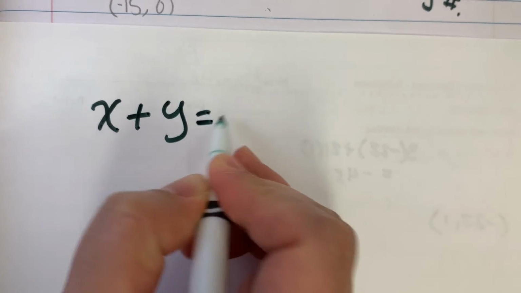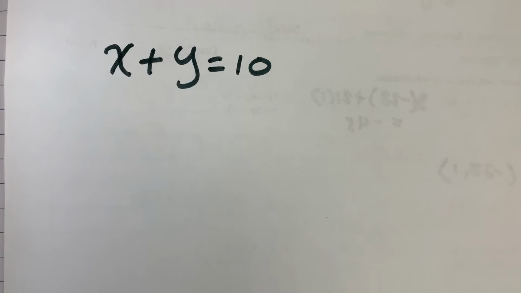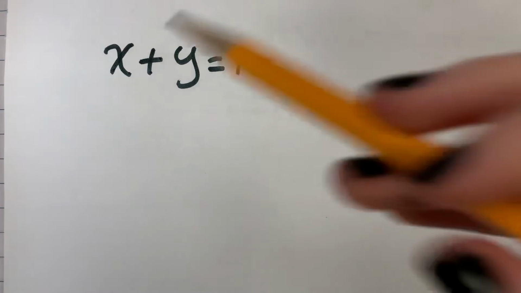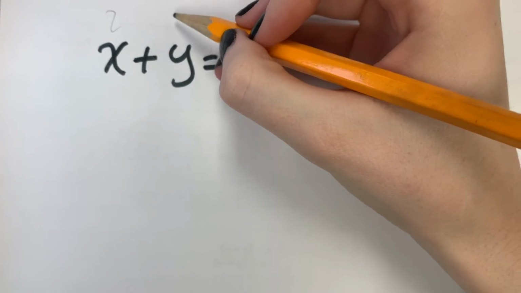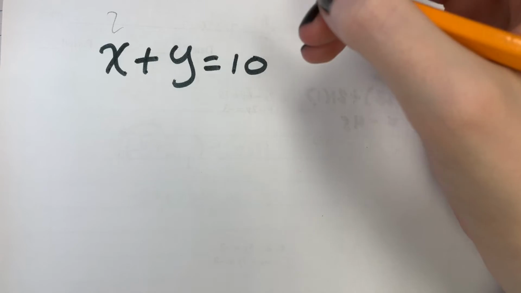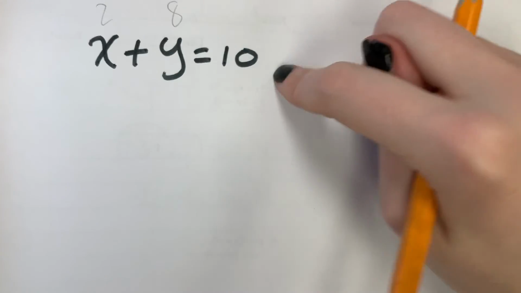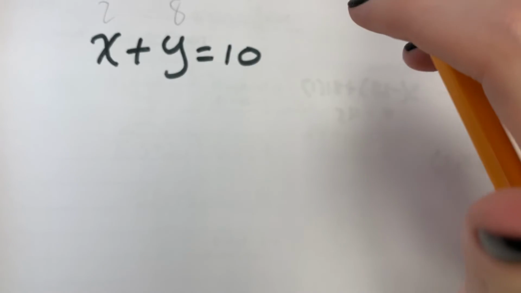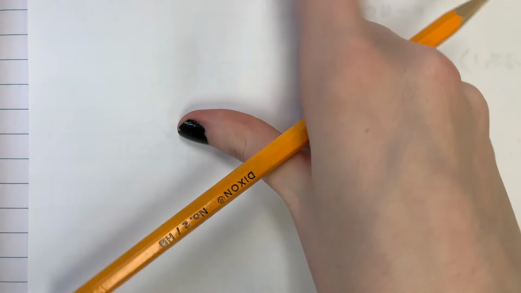So therefore, the conclusion: let's say we have a condition x plus y is equal to 10. How many solutions can you find? You could do x being 2, so 2 comma 8, and that would add up to 10.